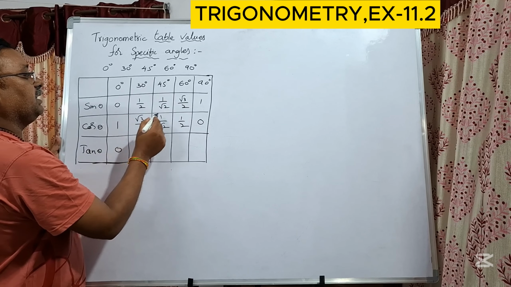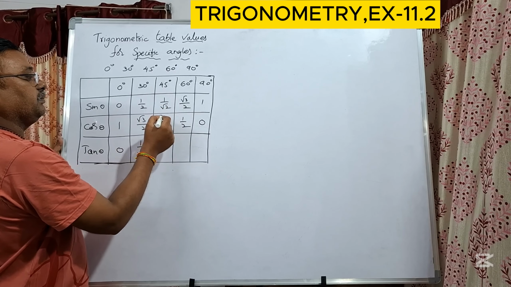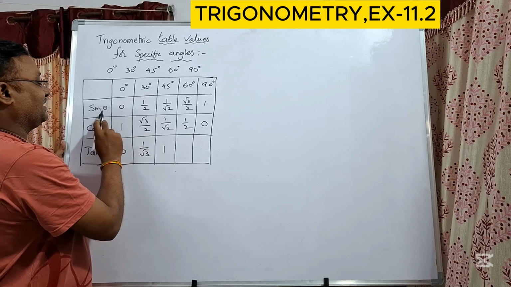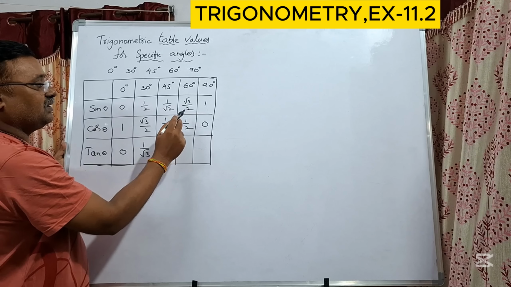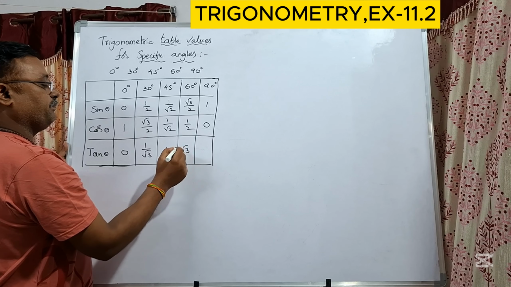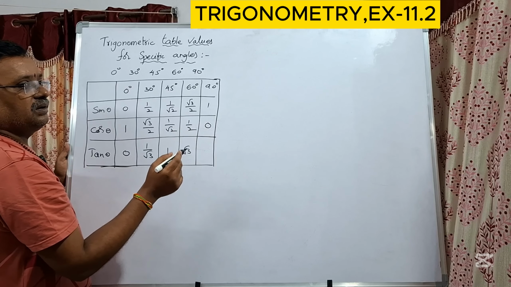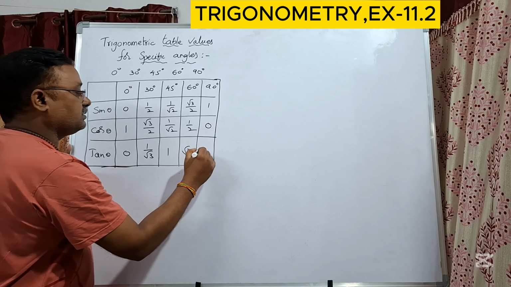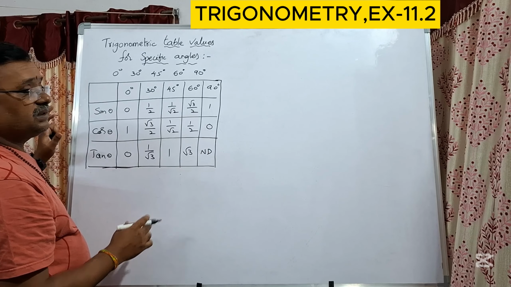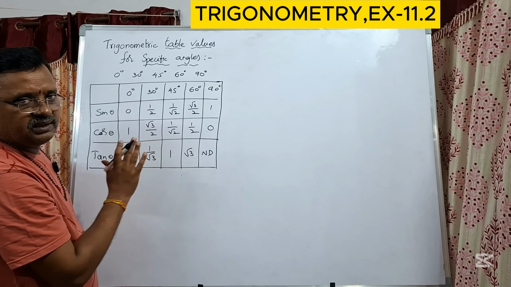Next, tan 45 degrees value will come from sin 45 by cos 45. They get cancelled, answer 1. Tan 60 degrees value comes from sin 60 by cos 60, root 3 by 2 divided by 1 by 2. The 2s get cancelled, this is root 3 by 1, that is root 3. Tan 90 degrees value is 1 by 0. When the denominator is 0, the value is not defined, so this will become nd, not defined. Okay? These are the most important trigonometric ratios specific angle table.